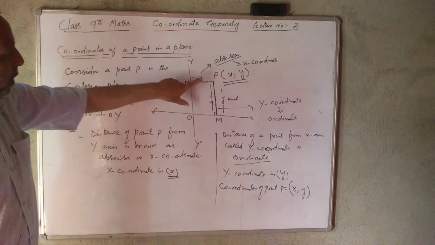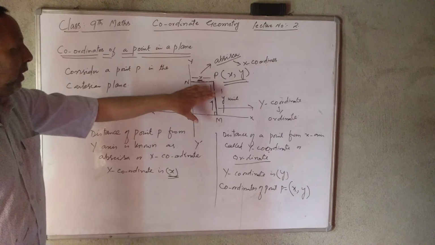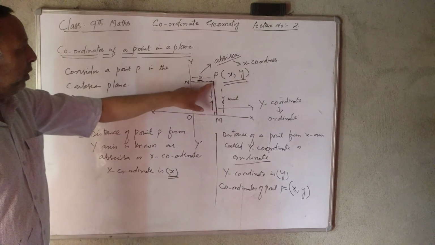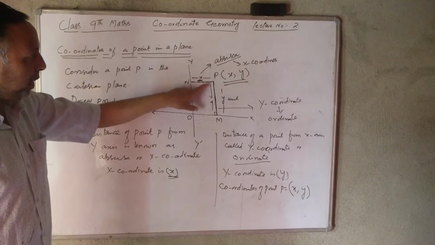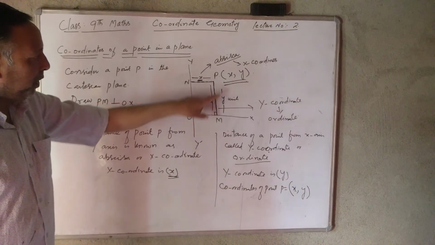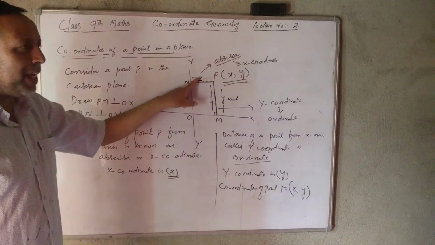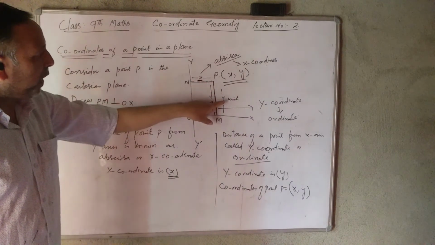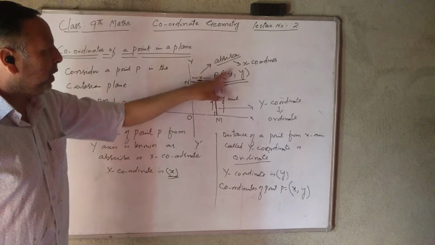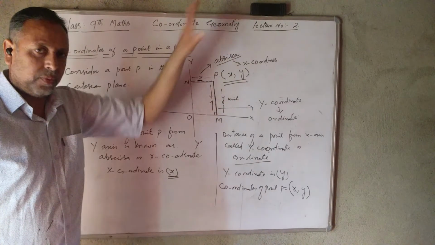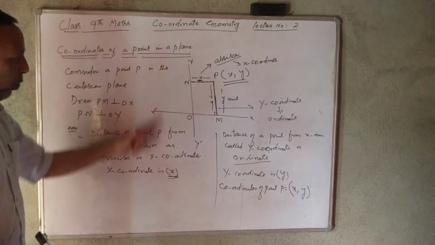We simply draw two perpendiculars, one on x-axis and one on y-axis, then measure the distance. The distance from y-axis is known as abscissa, and the distance from x-axis is known as y-coordinate. If the abscissa here is x and y-coordinate is y, then the coordinates of this point P are x and y. Clear? You pause the video and note it down.